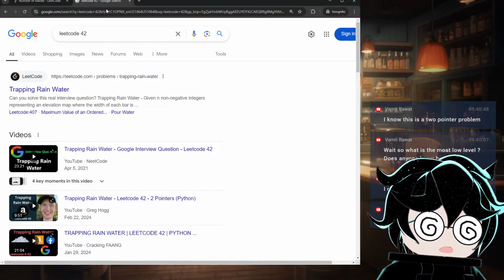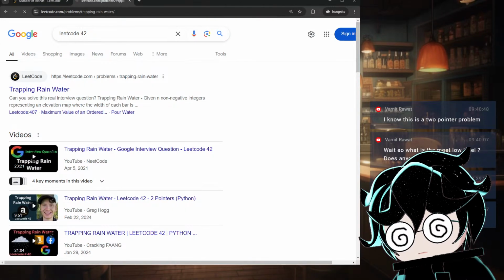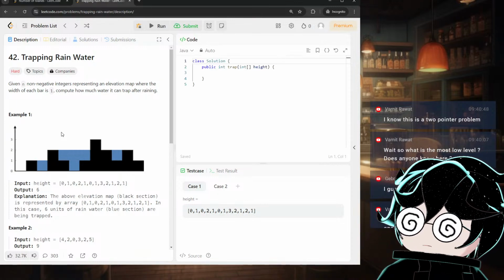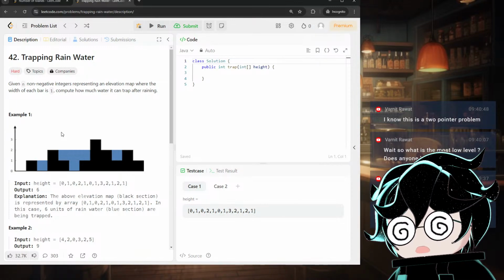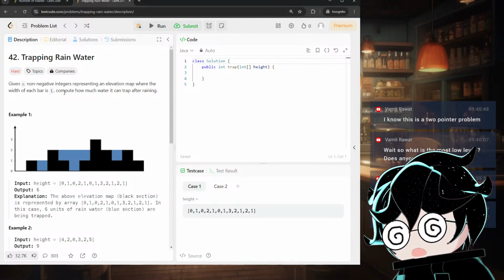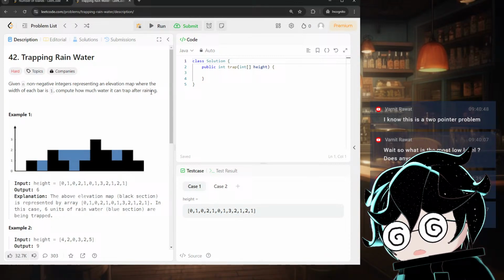Varnit says, I know this is a 2-pointer problem. Ooh, that's useful to know. Given n non-negative integers representing an elevation map where the width of each bar is 1, compute how much water you can trap after raining. Okay.